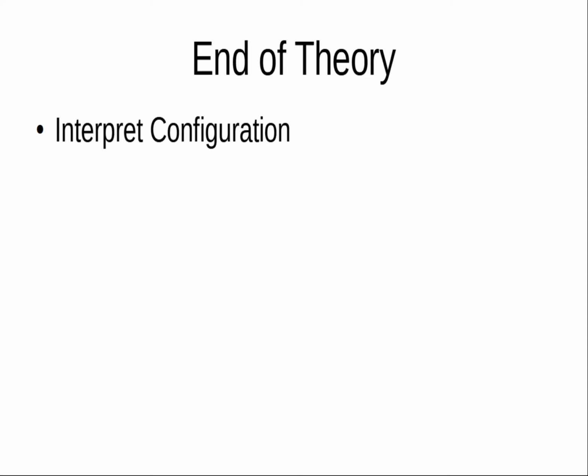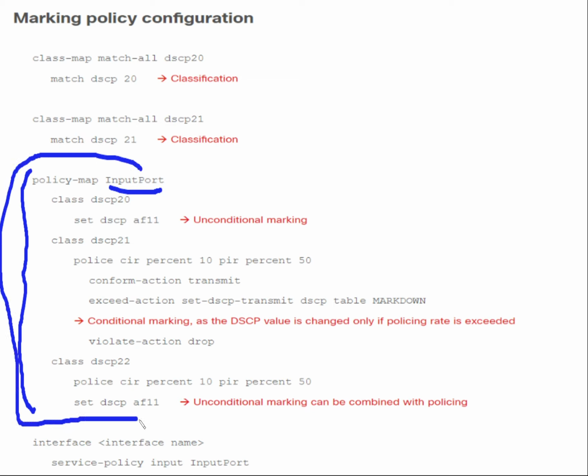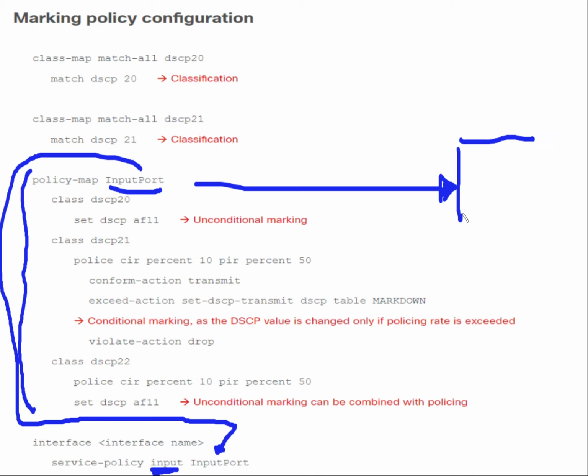So that will be the end of the theory. Let's go now for interpreting quality of service configuration commands. So this is the first example. We have a policy map here. Notice that this policy map has this name, and we are using this name to apply it to an interface. And in this case, it is an input.